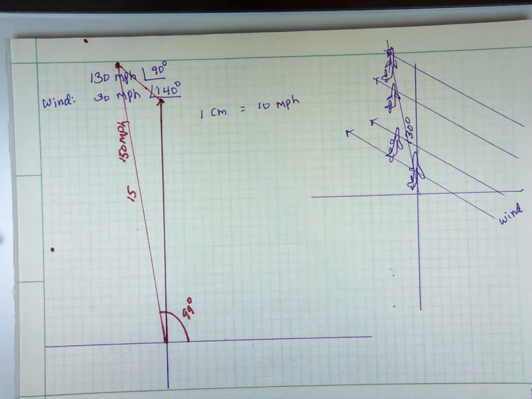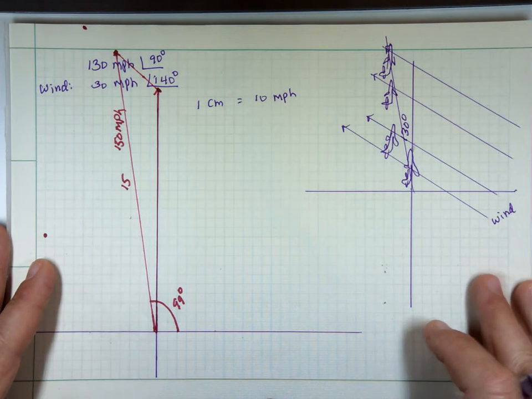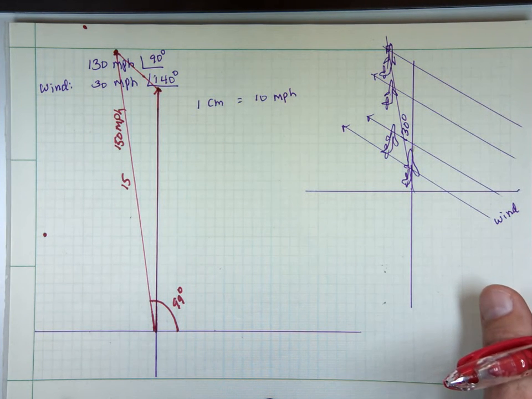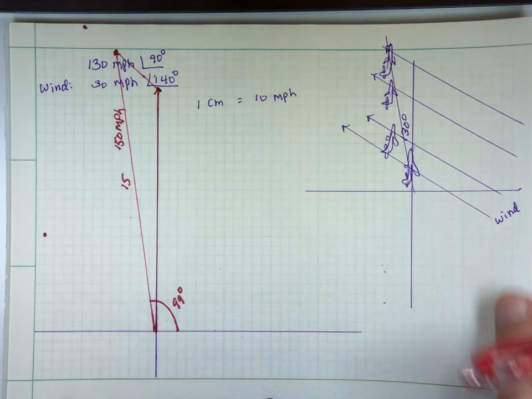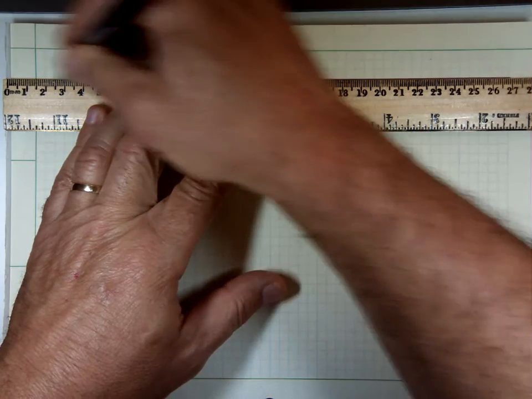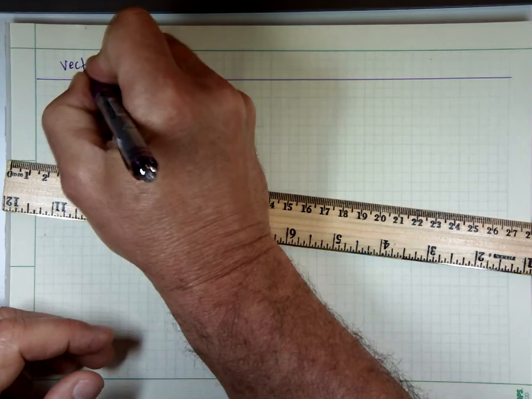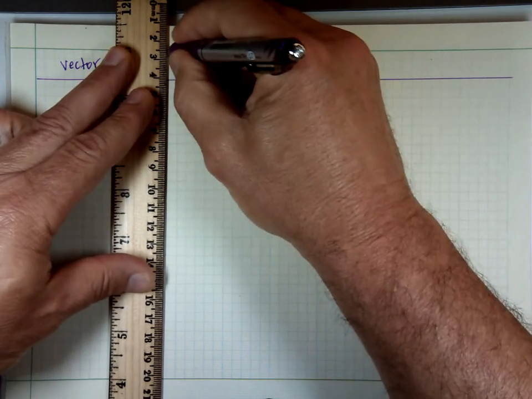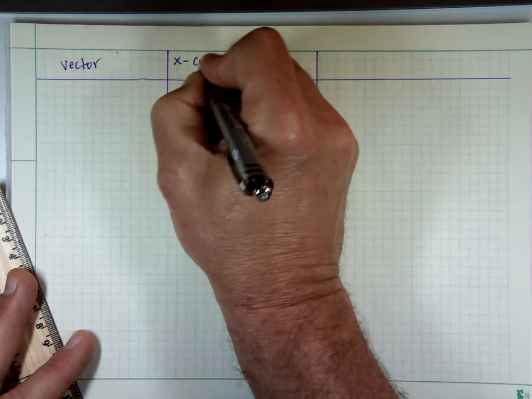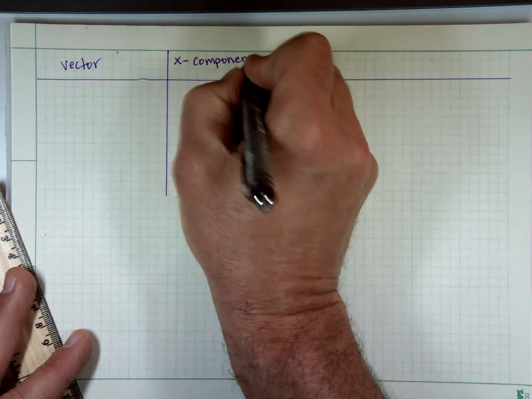Let's see what the math says actually. Let's look at the math with it. I have two vectors here. Again, I need to find the x component for each one. And keep writing these equations down. You'll be surprised how quickly you memorize them by writing them down.